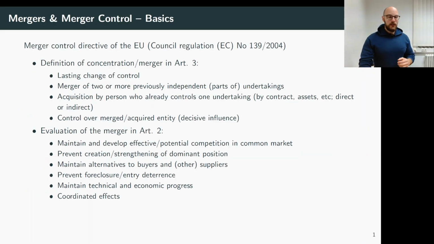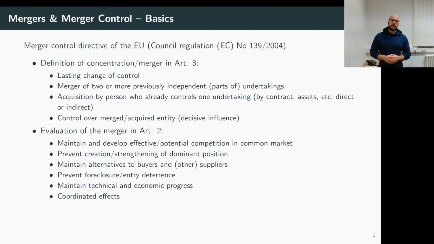Okay, so let's begin. Mergers and merger control, the basics. In the European Union, there is a directive that basically regulates how we deal with mergers and what mergers actually are, how they are treated, and so on. And that's the Council Regulation number 139/2004. And there we have a definition of a merger, which is also called concentration, in Article 3.